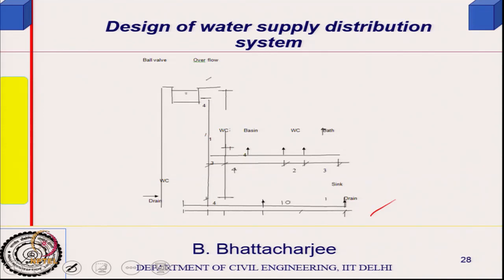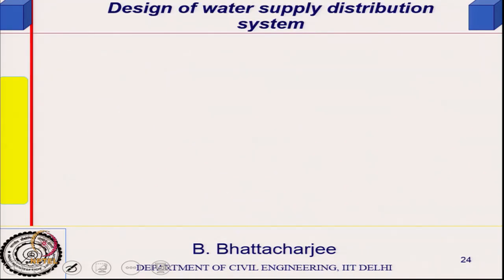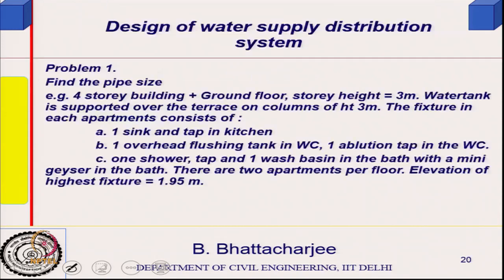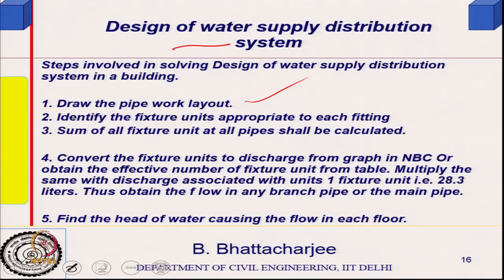So, this is one floor, this is another floor, and how many wash basins, water closets and baths there are for each one of them. You draw that out, and you find the distances, the pipe lengths. So, you draw the pipe layout, that is the first thing you do. Then identify the fixture units appropriate to each fixture or fitting. Sum all the fixture units for all of them and calculate the sum total.